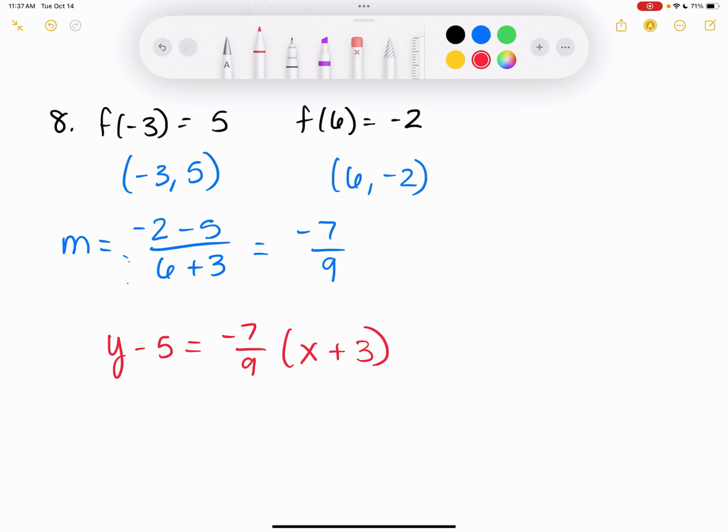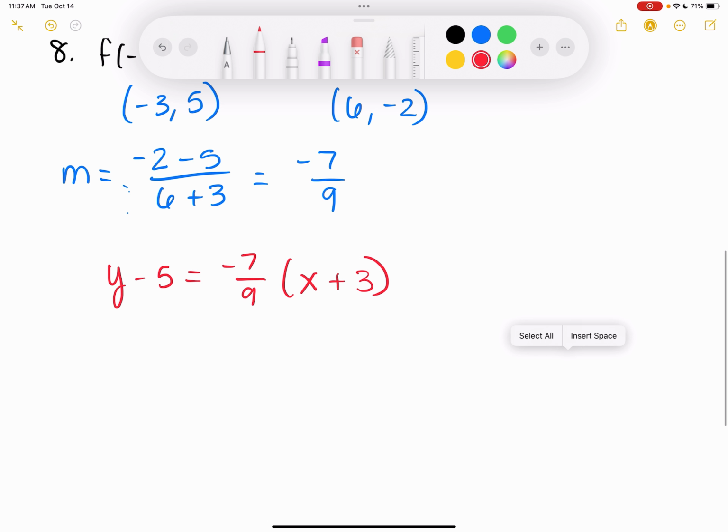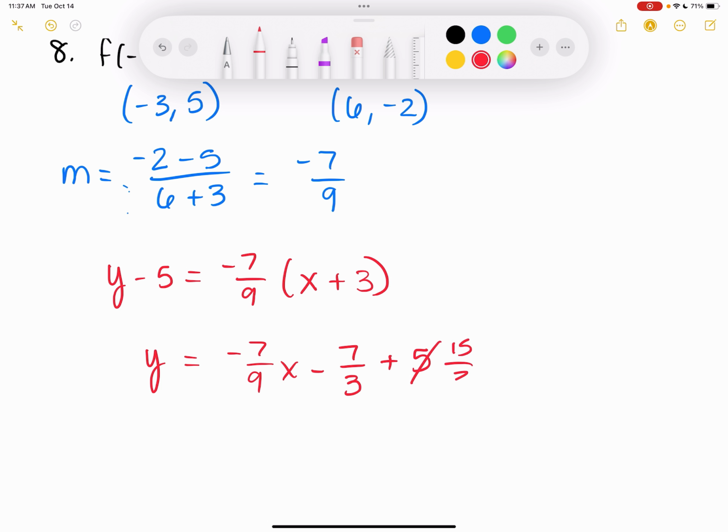Then I just need to multiply. So y equals -7 over 9x minus 7 over 3. And then I've got plus 5, but I'm going to rewrite 5 with a common denominator so that I can add the things together. 15 over 3. So y equals -7 over 9x plus 8 over 3. And that's your answer.